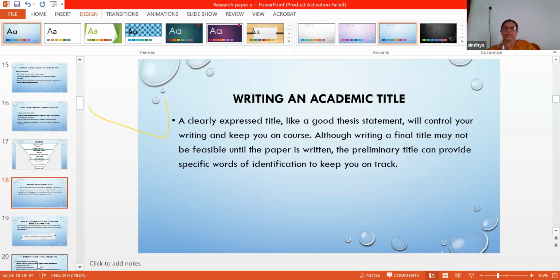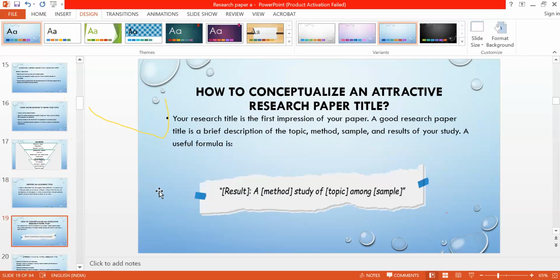Writing an academic title itself reveals the quality of the research work. There are some criteria that we should follow in preparing a research title. There is no hard and fast rule, but many approaches are used for formulating a title. So it is a first impression.